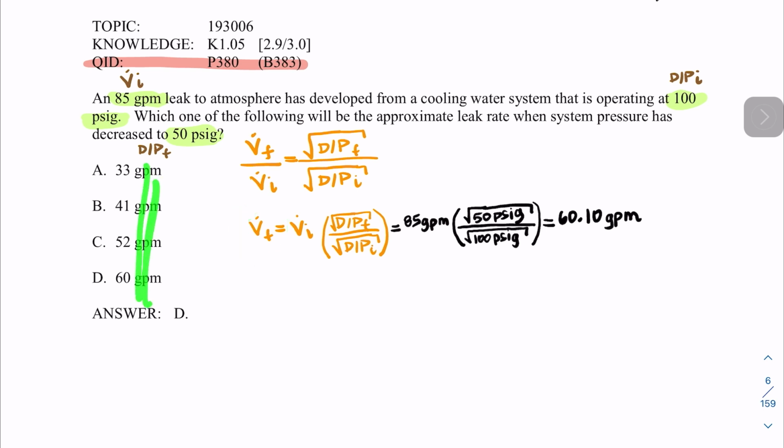I need to calculate my volumetric flow rate final, right? Now the answer that is asking for volumetric flow rate is in gallons per minute. Okay, so now what I do is just substitute in my equations, but remember, it is okay to have them in psig, because it just cancels out the units. So the answer is 60.10 or 60.1 gallons per minute. So answer D is the correct one in this case.